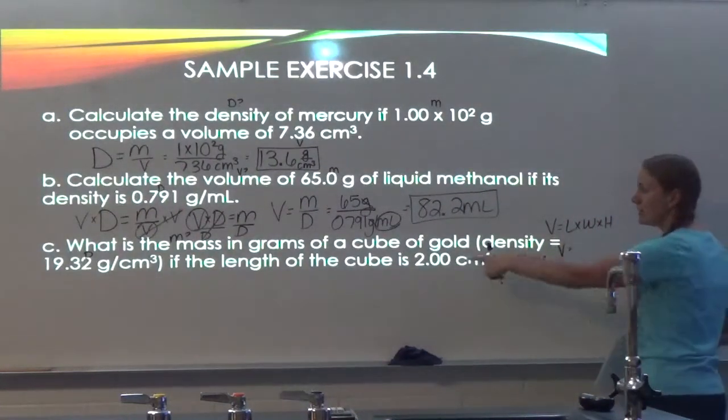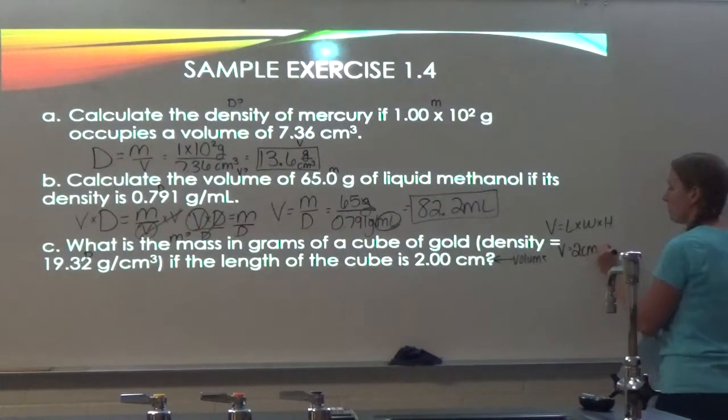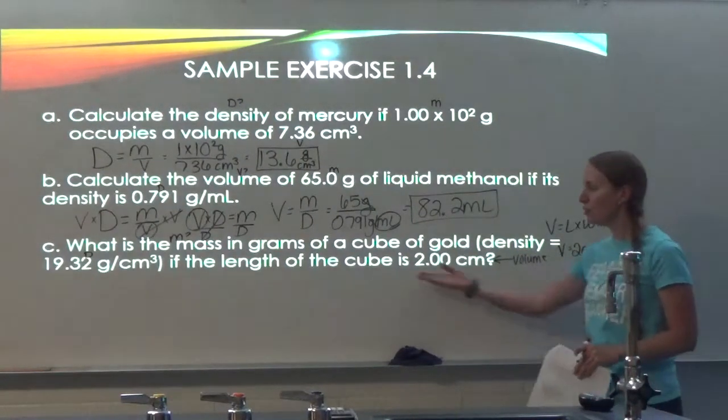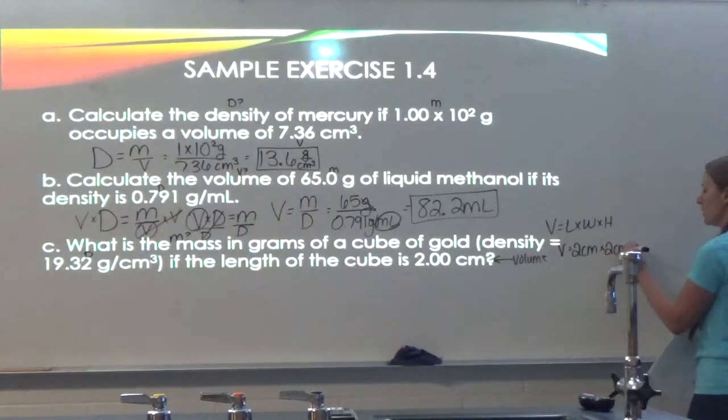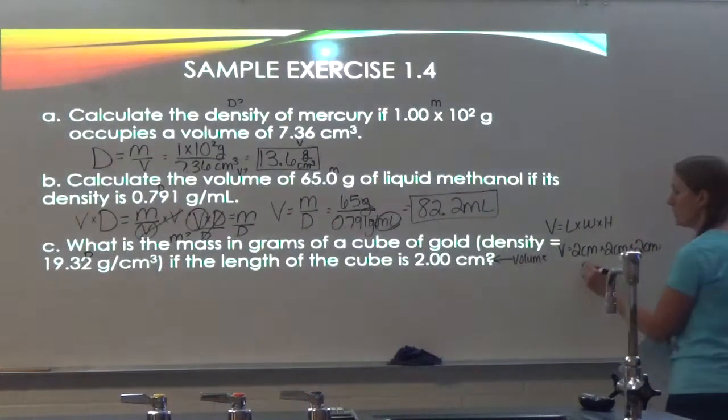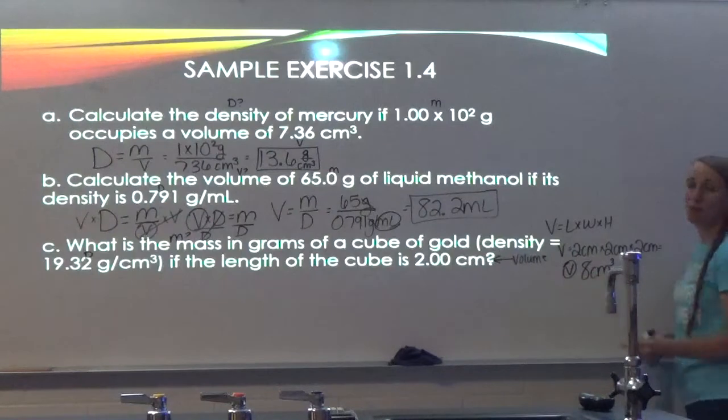So the length is 2 centimeters. Well, what's the width? Well, it's a cube. All the sides are equal. So that means the width is 2 centimeters. And what's the height? 2 centimeters. So 2 times 2 times 2 is 8 centimeters cubed. So that's going to be my volume.